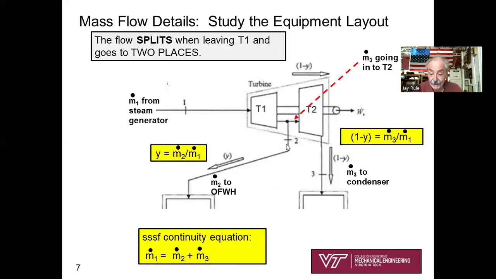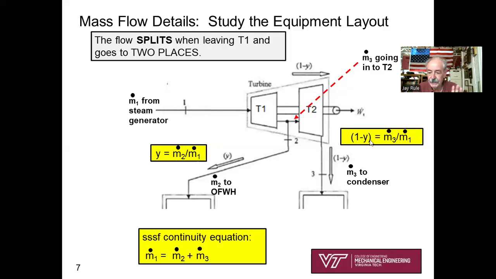It splits into m.2, which is going into the open feed water heater, and what's left is going into turbine 2. And so that's going to be m.3. So look with your eyes. Here's m.3 going into turbine 2. Do you see that? Turbine 2, one inlet, one outlet, steady state, steady flow. So this point that I'm wiggling my cursor around must be m.3.